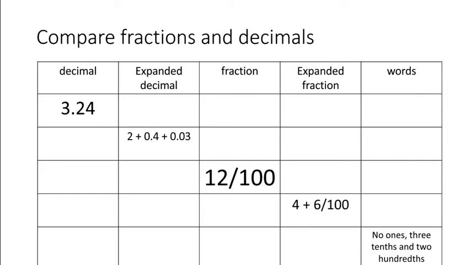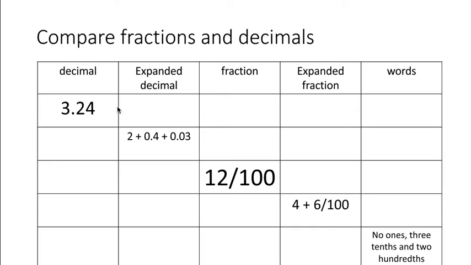Okay, I've taken away the picture and we've got some of the different ways that we can write it. We could write a decimal, we could expand the decimal, we could write a fraction over 100, we could write the expanded fraction where we add the different parts, or we could write it in words. And I've given one example of each of these and we're going to have a look together on how to turn these into each other because they all mean the same thing.